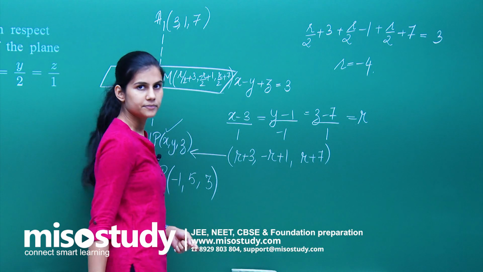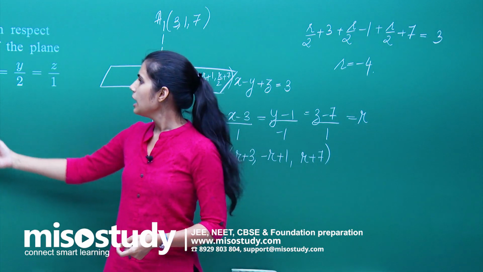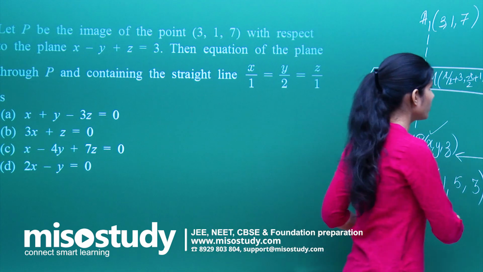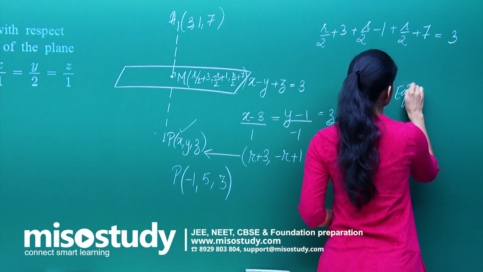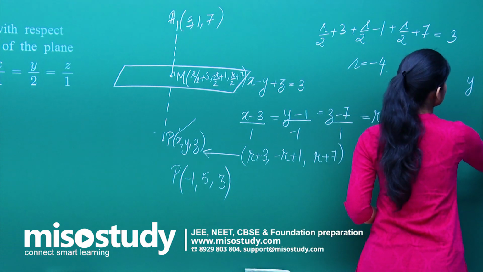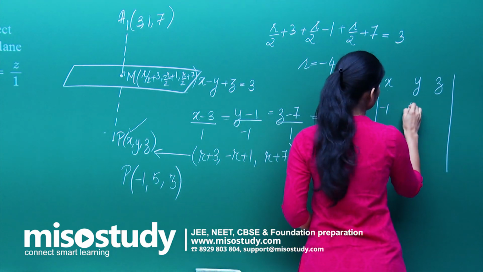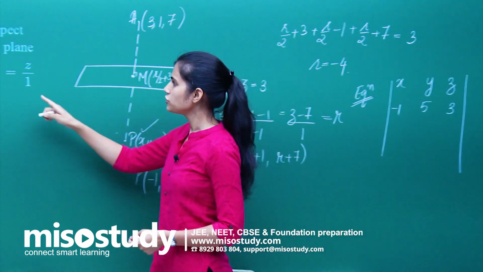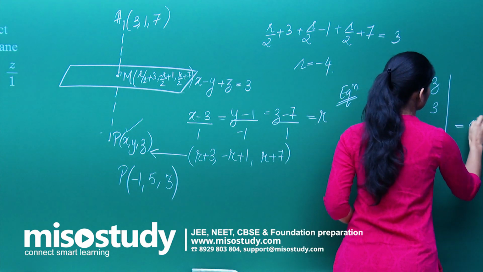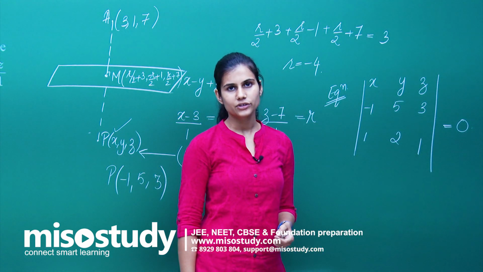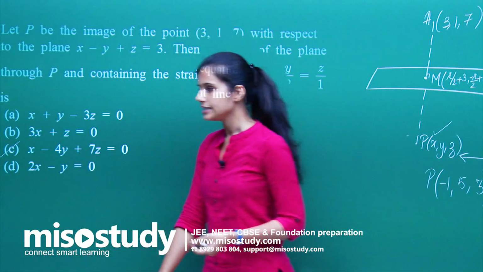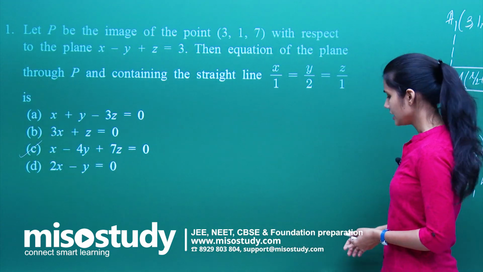Now the equation of the plane passing through this point P that we have obtained and containing this straight line is something very, very easy. What is the equation? Equation of that plane will be x, y, z, then the coordinates of P, minus 1, 5, 3, and direction ratios of this line are proportional to 1, 2 and 1. So 1, 2, 1. This is what is going to give you the equation of the required plane, which comes out to be x minus 4, y plus 7, z equals 0. That's how you deal with this question. Let's move on to the next one.